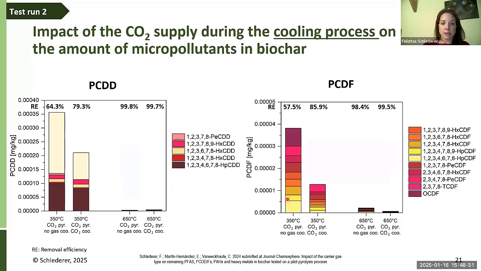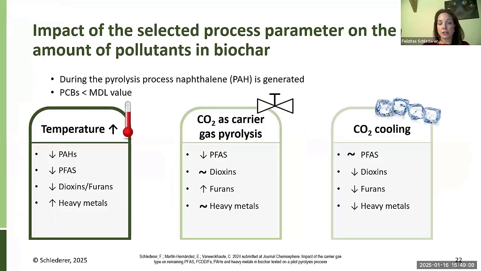So for dioxin and furans, here we definitely see a positive trend when we are adding CO2 also in the cooling process. So, coming back, dioxin and furans are formed when oxygen is present. So adding CO2 has a benefit in the cooling process. So coming to the conclusion, CO2 supply is reducing dioxins and furans, also has a positive impact on heavy metals, and doesn't have any impact on PFAS. So far so good. Strategies are found.